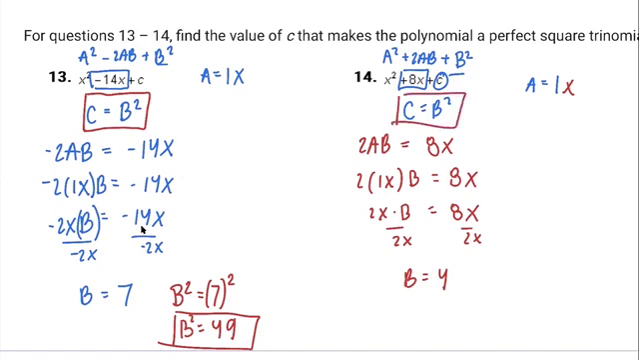And again, you've got to double check. We're looking for b squared. So b squared is equal to 4 squared, and 4 squared gives us 16. So c equals 16.